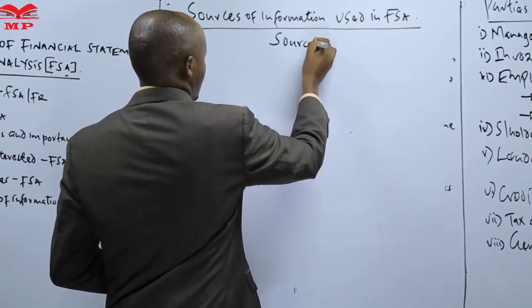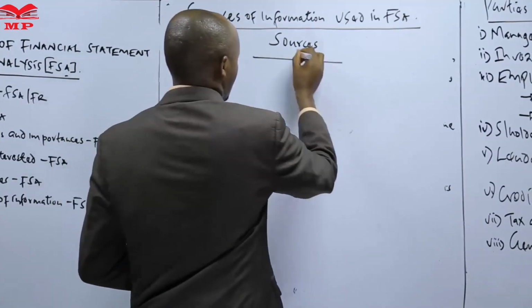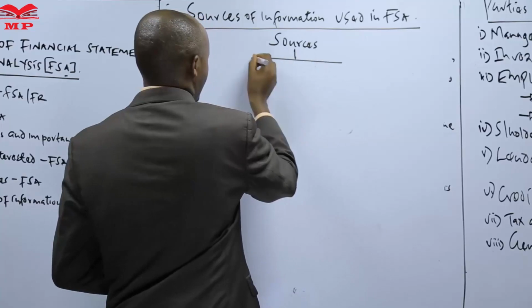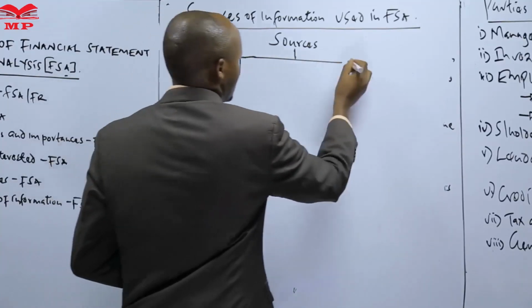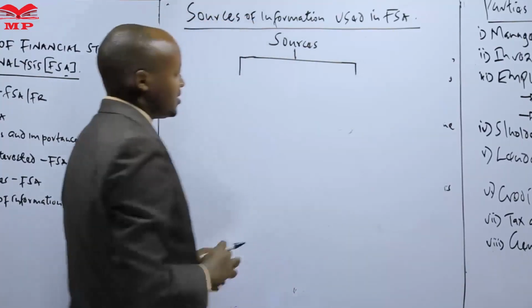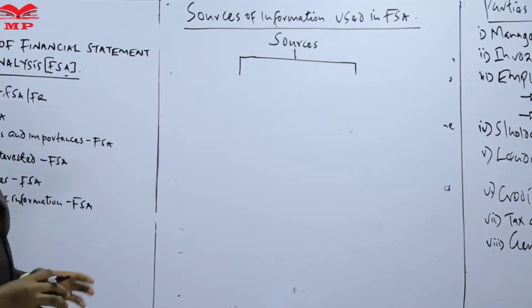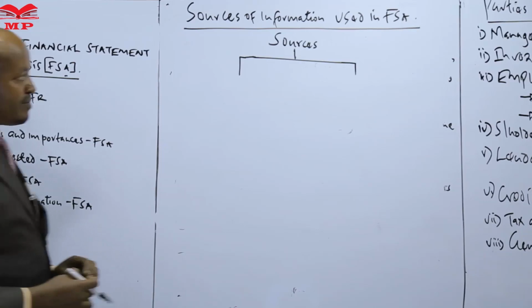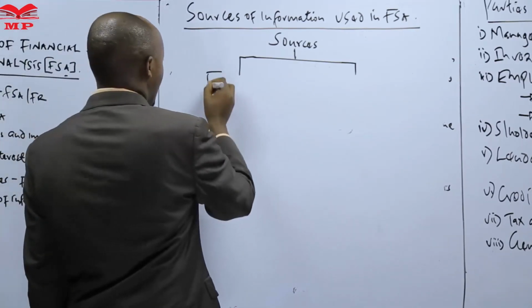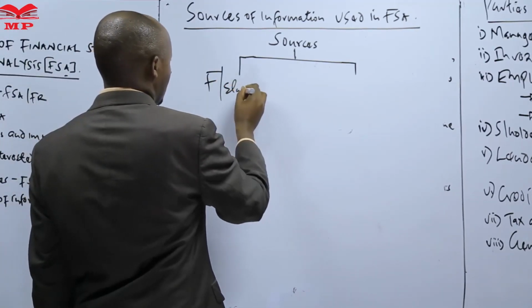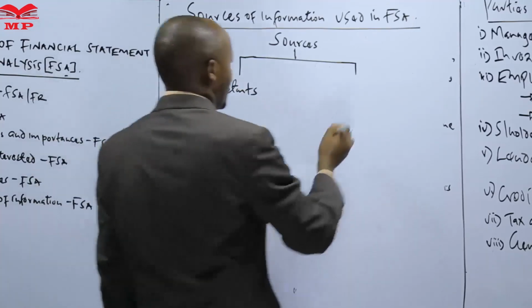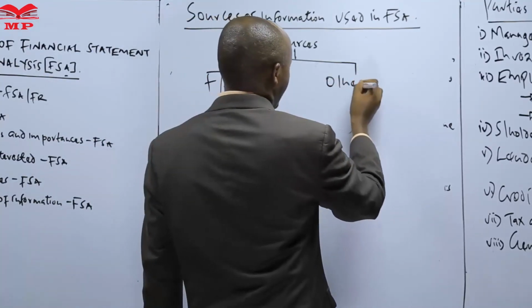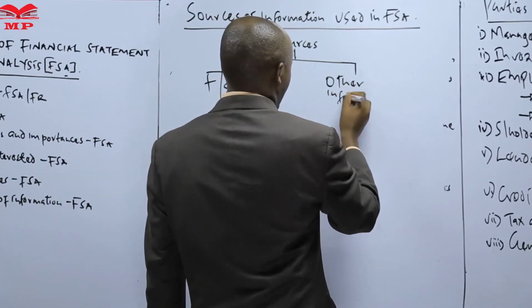What we said from our introduction, if at all you can remember, is that whenever the financial statement analyst is to do his analysis, the information he uses basically comes from two main areas. One, we have the financial statements which are prepared by the company, and then we have other information.